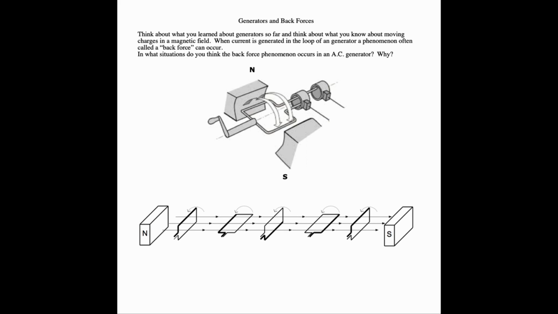In one more example, we'll look at how AC generators are affected by a phenomenon called back forces. As I showed in a previous video, the way that the AC generator works is we have a coil that's moving in a magnetic field. Because it's moving, there will be a current induced in the coil.